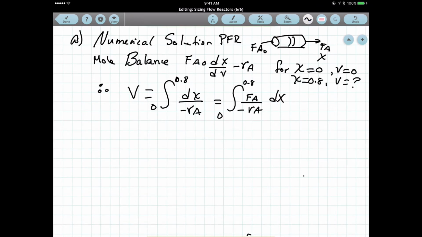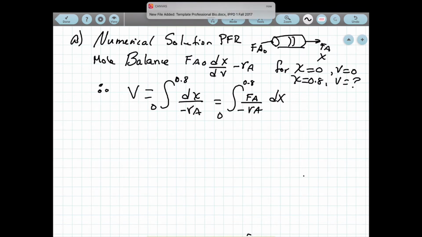To get the numerical solution for the volume at 0.8 conversion, we need to start, as always, with the mole balance and then solve for the volume using integral limits of 0 and volume 0, and 0.8 is the volume that we want. We notice from the statement that we don't have an expression for the rate law of decomposition of A. Therefore, the only way to do this is with the provided data. So when you have data and you have an integral, you need to use numerical methods.